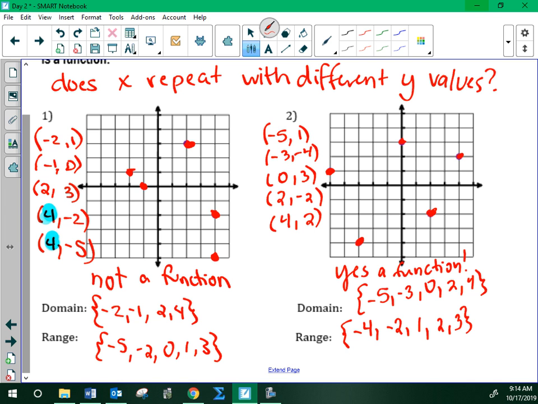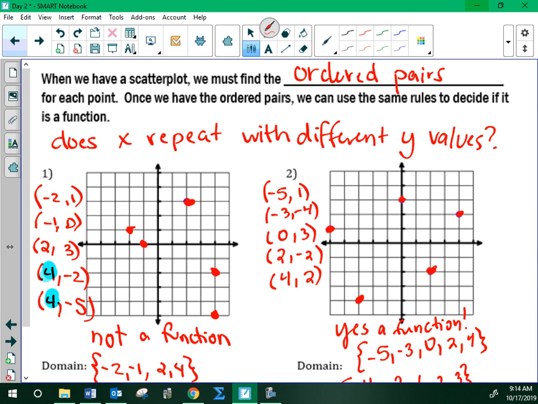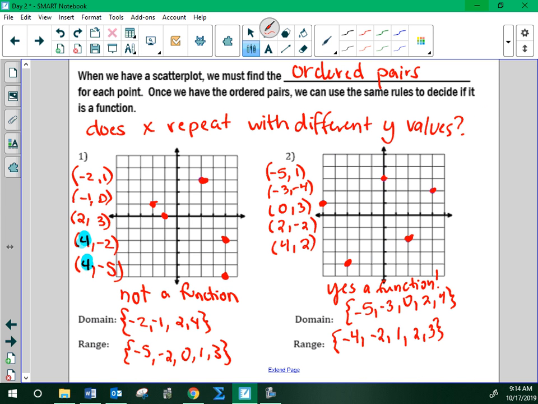So scatter plot, we kind of treat the same way. We just list the ordered pairs and then decide. All right, and then the one that I've been waiting for, graph. All right, the graph is my favorite because we finally get to stop looking at the x values. We're essentially still doing the same thing. It's the easier way to see if my x values repeat to different y values.